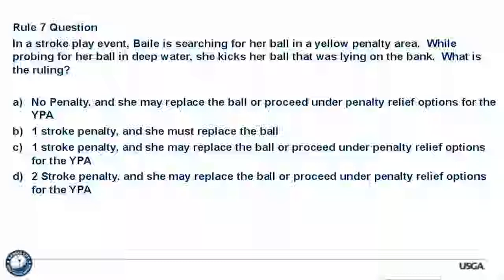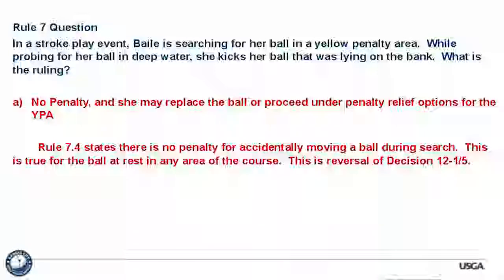Okay. So do we have a penalty in this situation? No penalty? Why no penalty? She's searching for her ball. And when she's searching for a ball and she accidentally kicks it, that's what this rule covers. Okay? No penalty. She may replace the ball or proceed directly under the penalty relief option since she's in a yellow penalty area. She may do that.